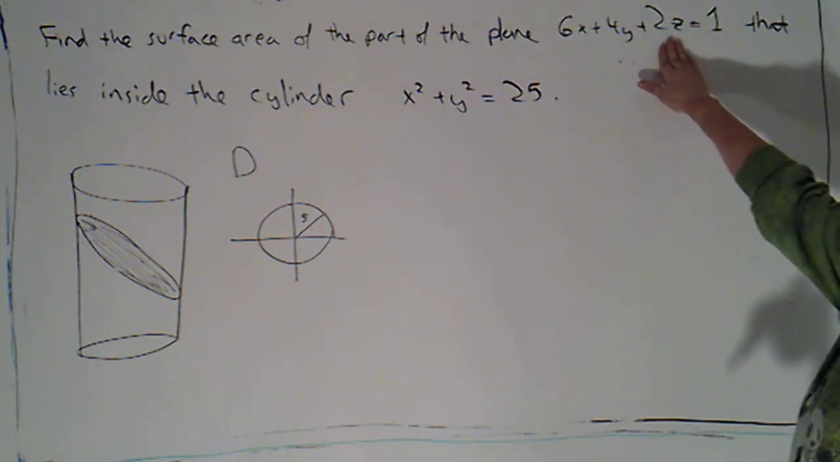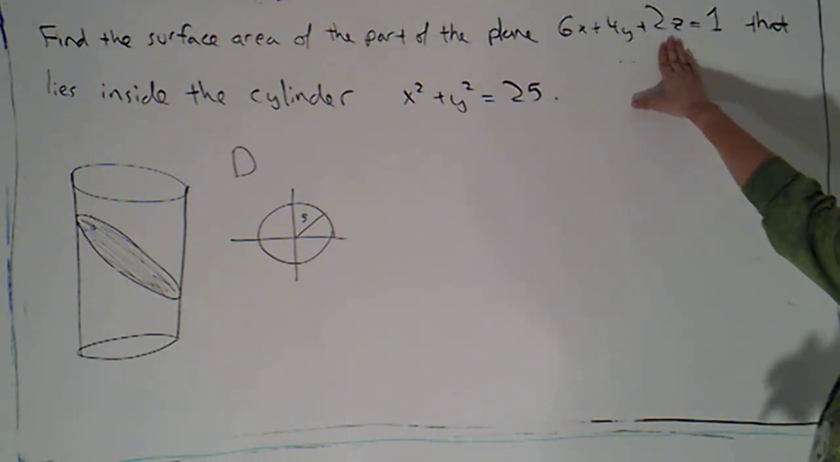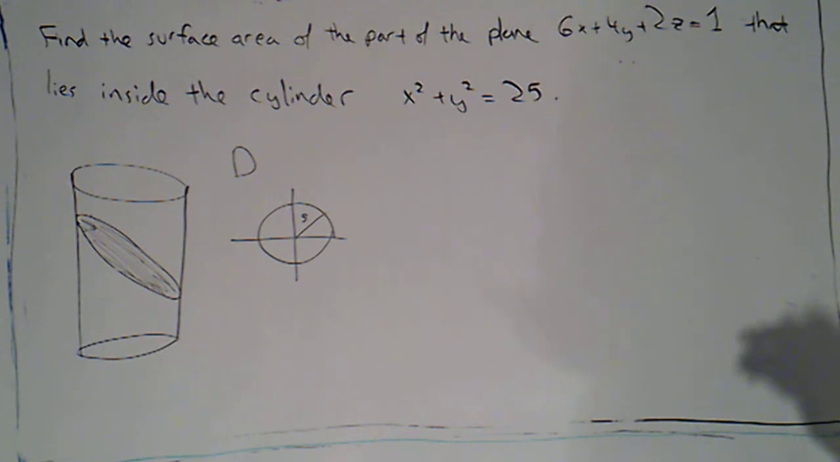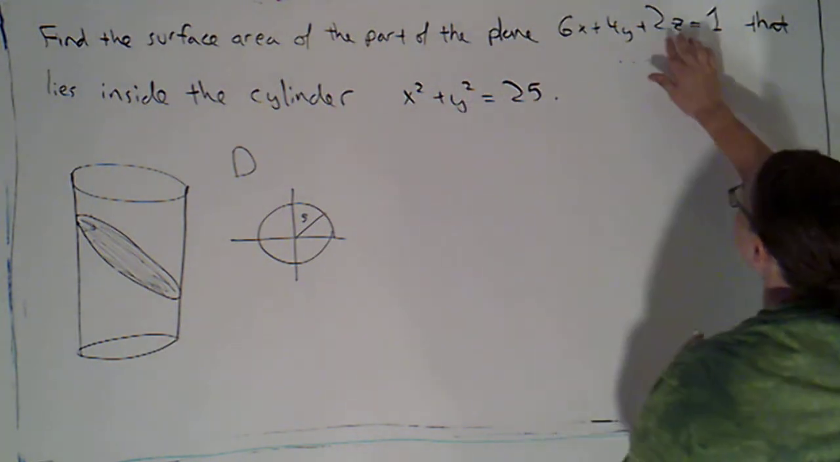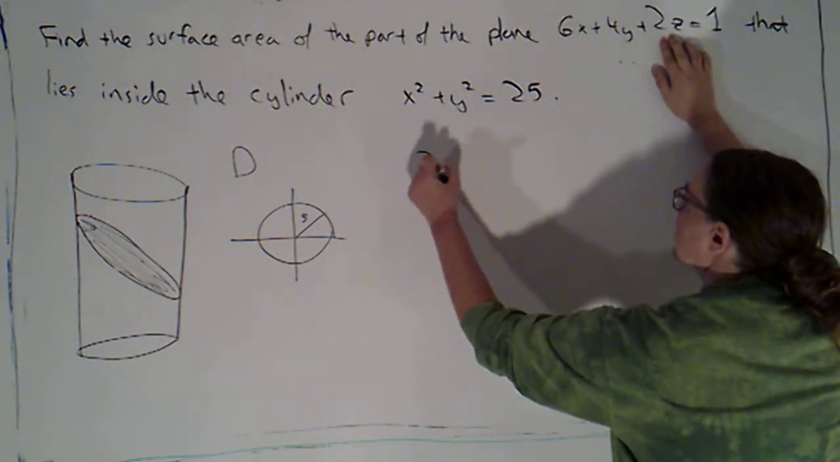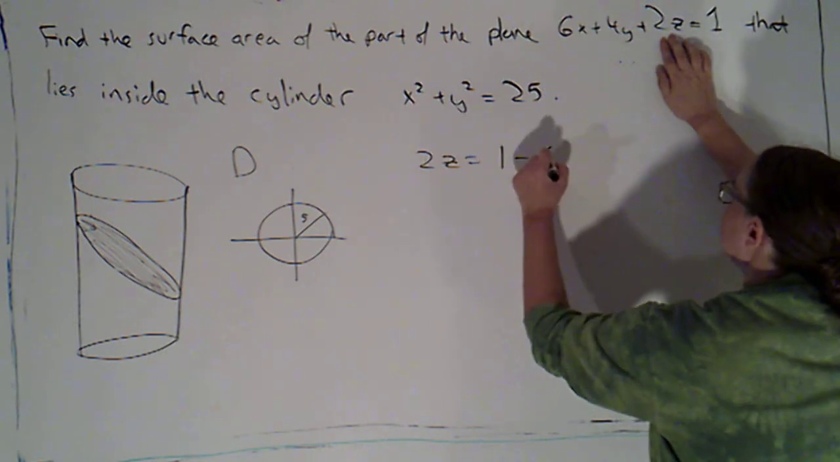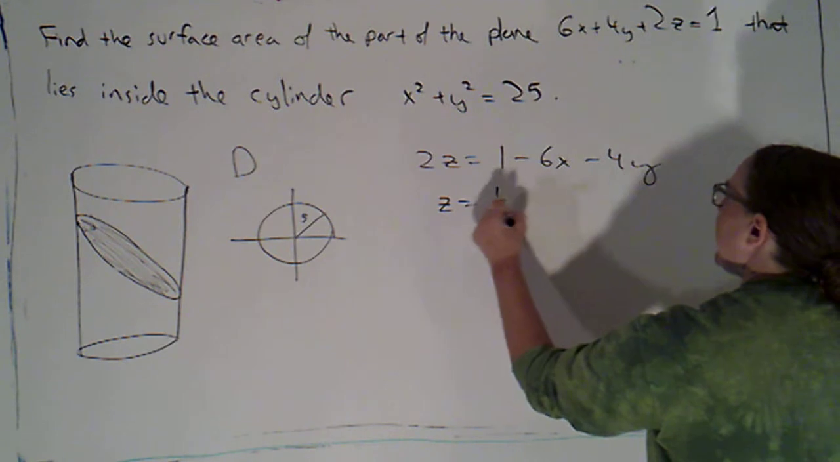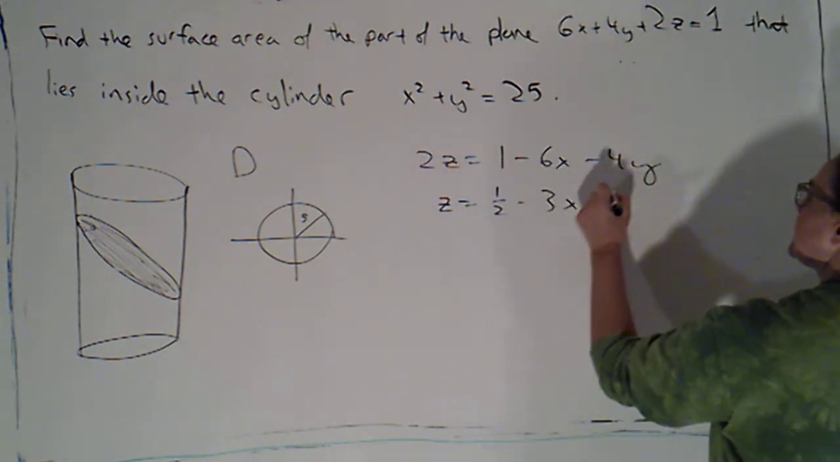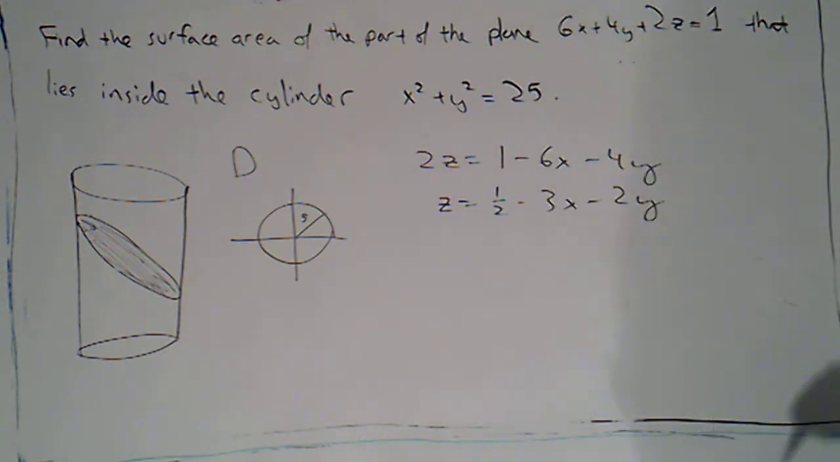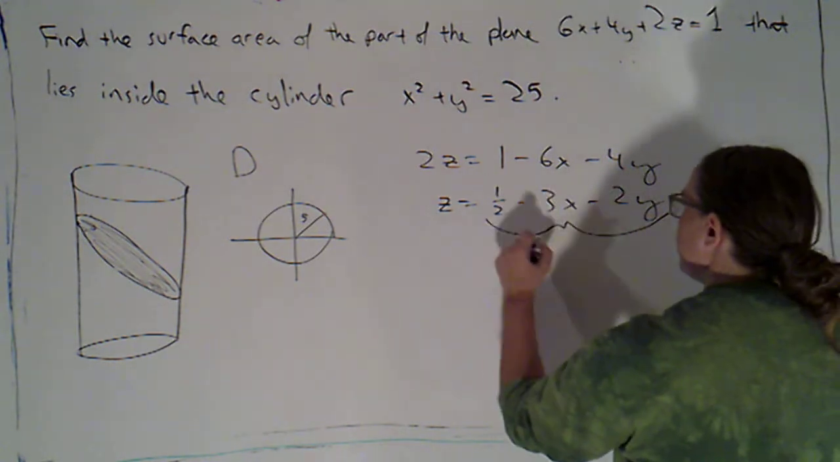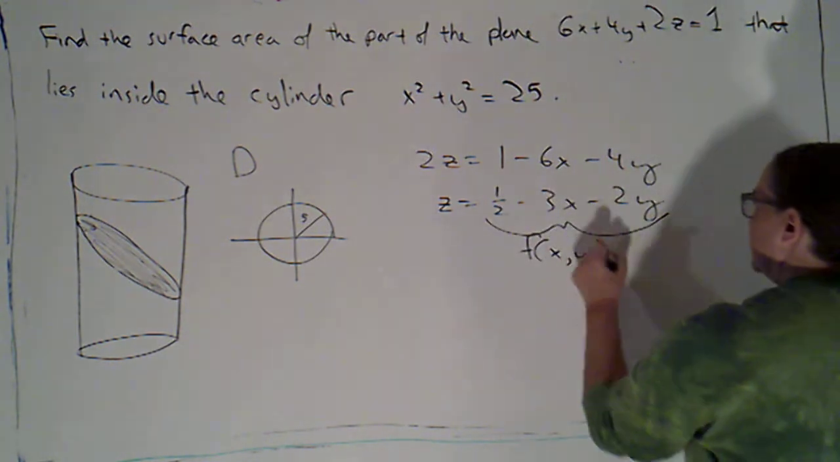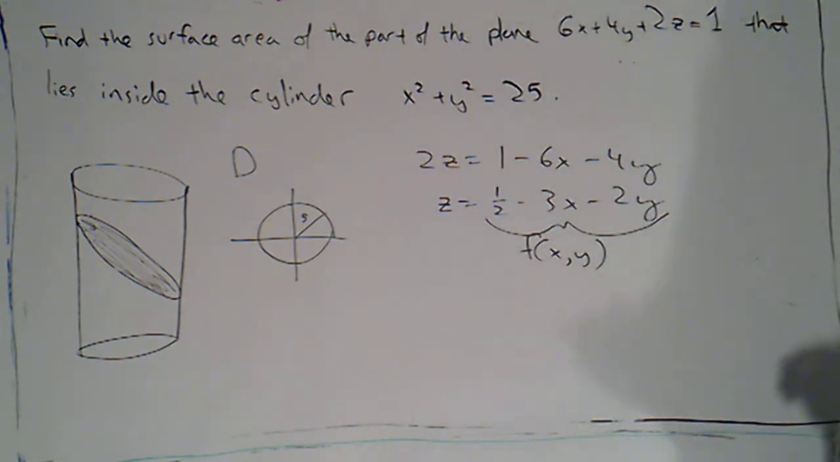So if this is my plane, that's a perfectly good equation for a plane, but it doesn't give me z as a function of x and y. So I'm going to take this and solve for z. So 2z would be 1 minus 6x minus 4y. Z would be 1/2 minus 3x minus 2y. Okay. So that's the function that defines our surface for us.